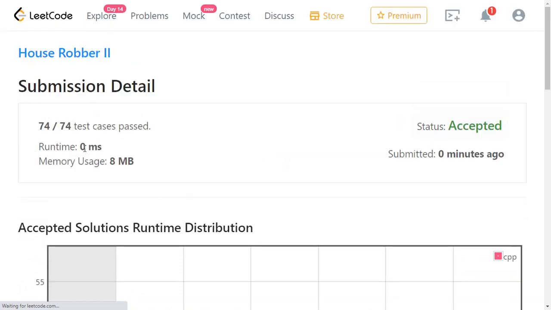So the runtime is 0 milliseconds because we process all the information only once. So it is an O of n solution, and the memory usage is constant, that is O of 1 space, because we don't use any extra memory. So the solution is O of n time complexity and O of 1 space, and all the test cases have been passed.